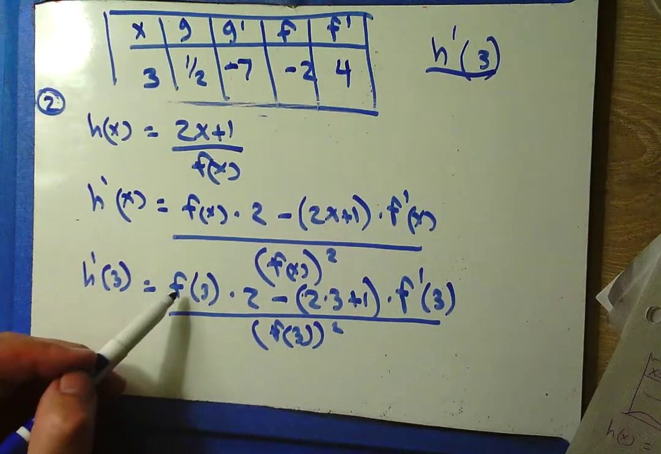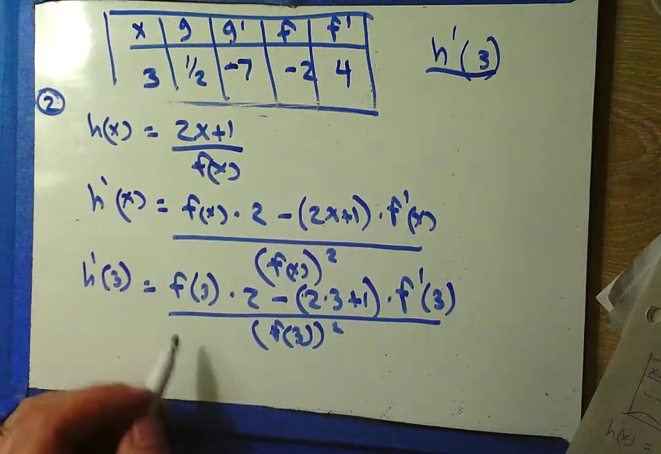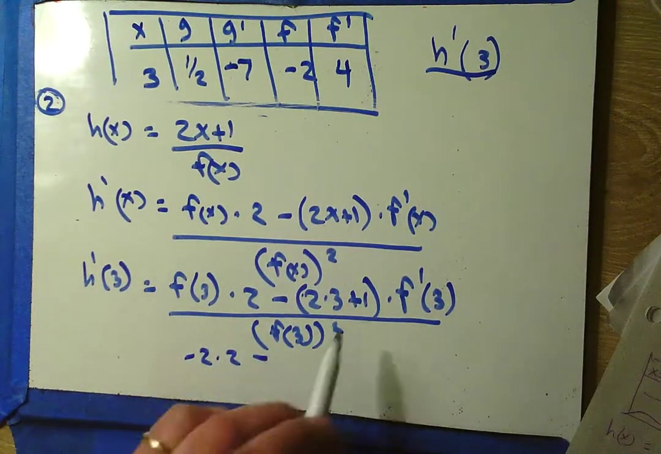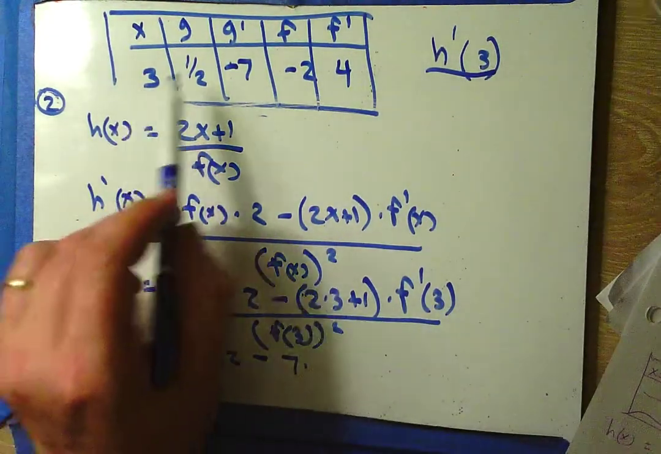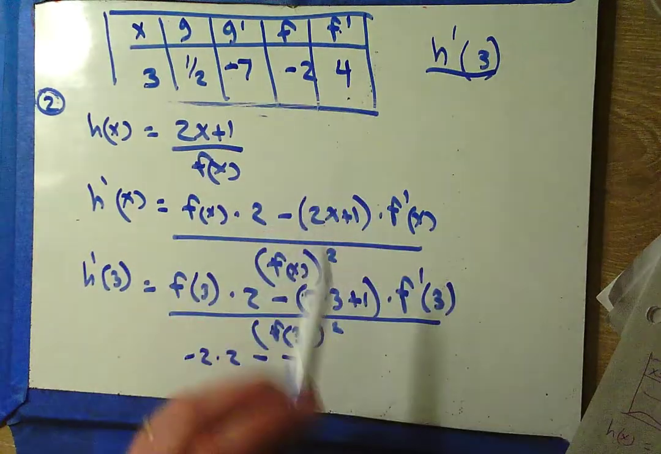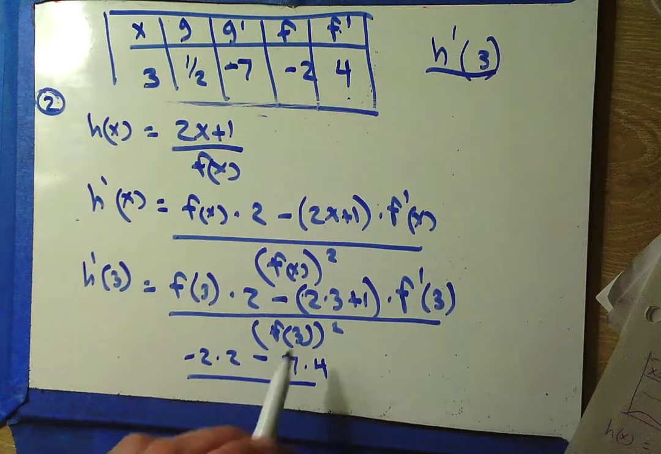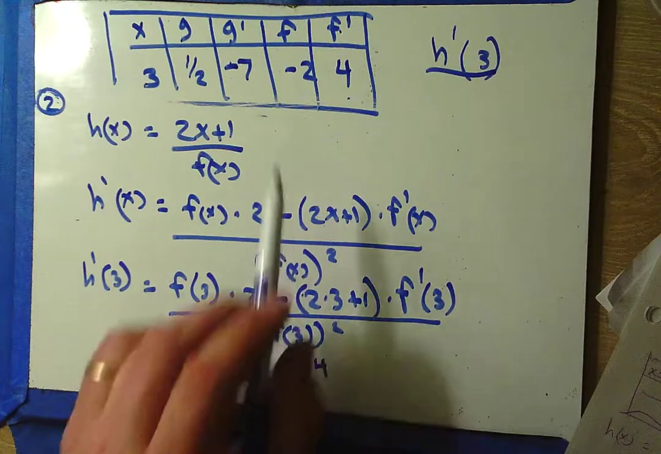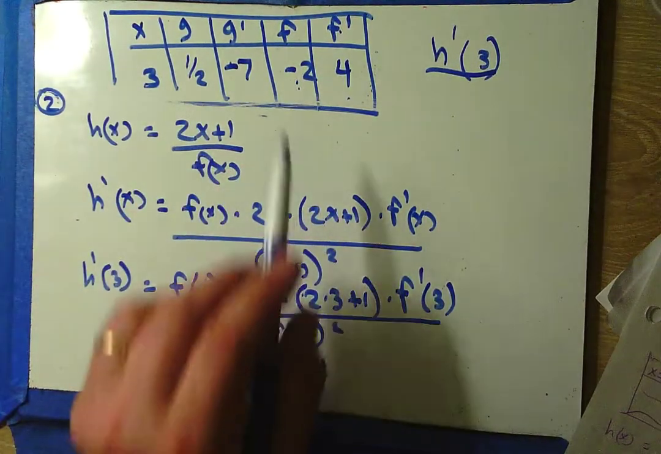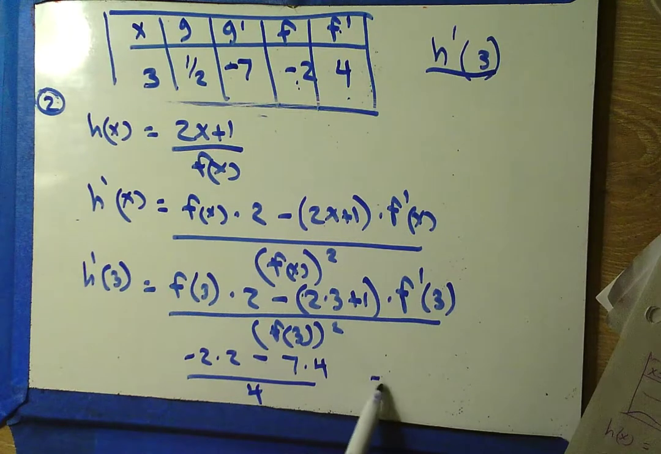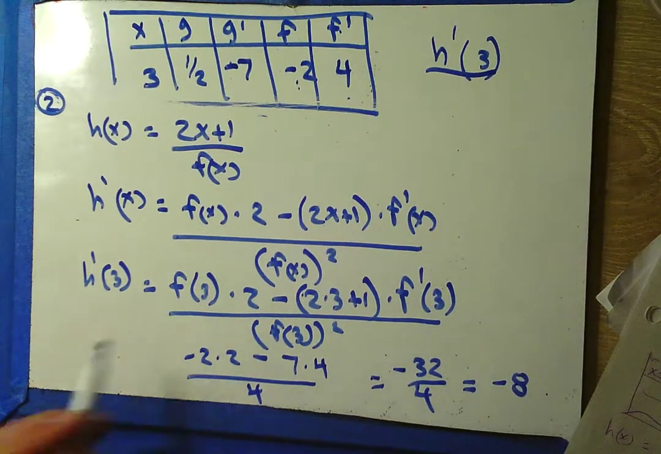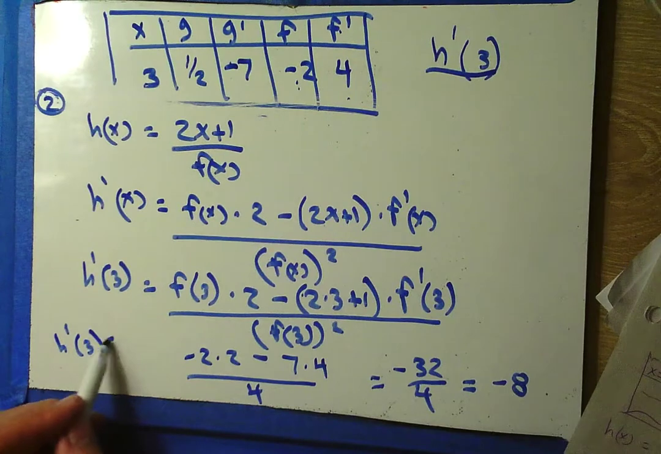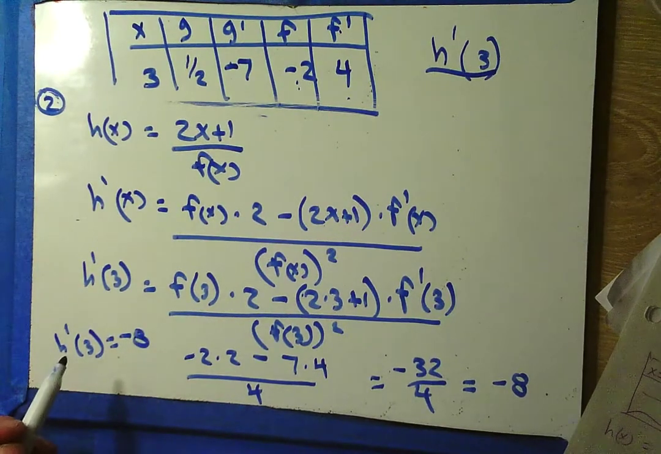Well, f of 3, I can tell from the table, is negative 2. This is 2 times 3 is 6, plus 1 is 7, times f prime of 3. F prime of 3 is 4. And all of that is over f of 3 squared. Well, f of 3 is negative 2, and negative 2 squared is 4. So I have negative 4 minus 28 is negative 32 over 4, or negative 8. h prime of 3 equals negative 8. All right.